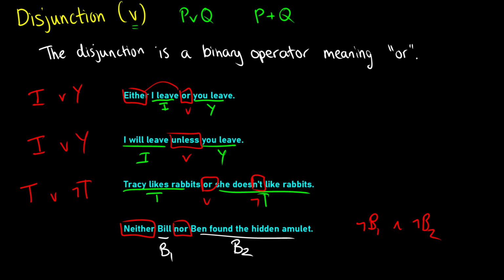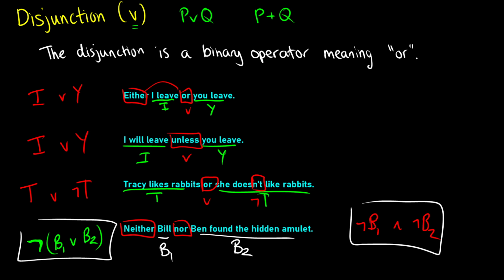But I want to translate this with or. So neither Bill nor Ben found the hidden amulet. How I can think about this is I can say, Ben found the hidden amulet or Bill found the hidden amulet. But in reality, neither of them did. So how I could translate this is not (B1 or B2). And there's actually two ways of doing this. So not (B1 or B2), or you could think of it as not B1 and not B2. Now these are both equivalent. These both mean exactly the same thing. It's just two different ways to translate neither nor. So when you see neither nor, you have two different ways of translating that.